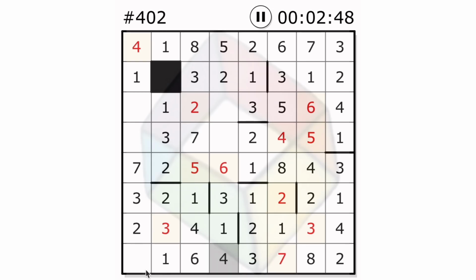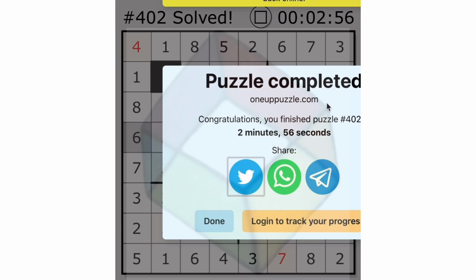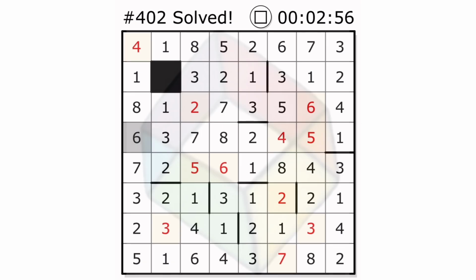Over here's a 4 and a 5 pair. Easy enough to do. Over here's 7 and 8. That's our 7, that's our 8. We're left with an 8, 6 pair, and they must go like this. And that's how you solve 1UP 402, or one way to do it.